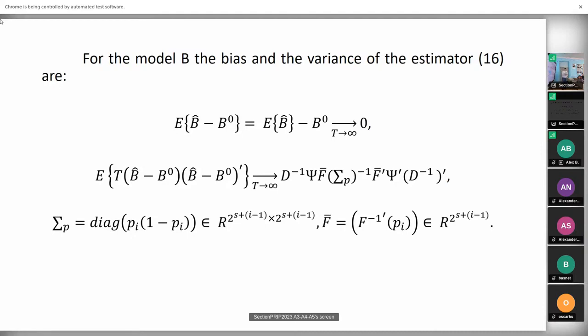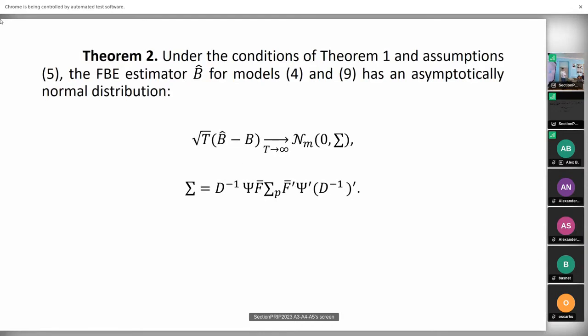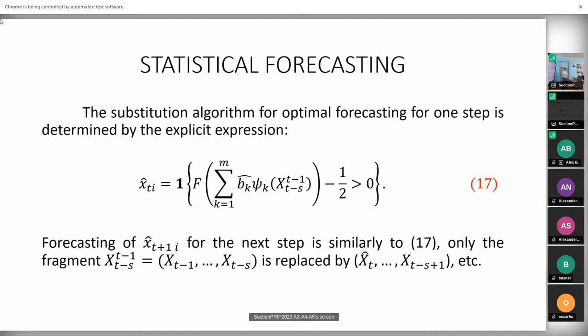Using this, we can formulate Theorem 2. Under the conditions of Theorem 1 and assertion 5 for function F, the estimator for models A and B has an asymptotically normal distribution. Statistical prediction: the optimal prediction for one step is determined by a special expression 17. Forecasting for the next step is similar to 17, only the vector X as in 1 is replaced by a new vector X.